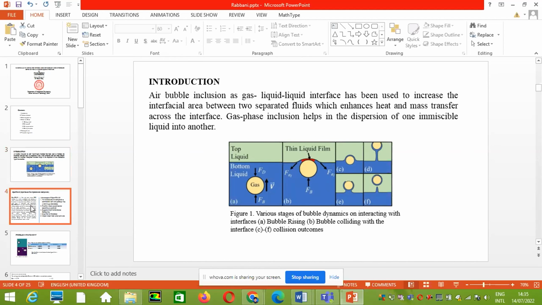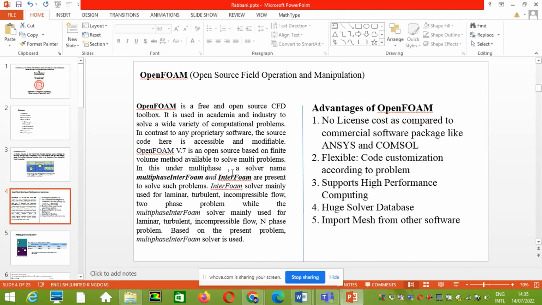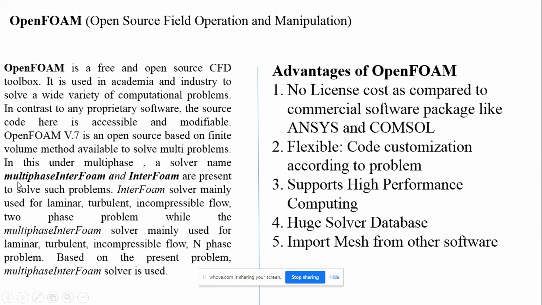First, in OpenFOAM, I found there are two solvers present: the interFoam solver and the multiphaseInterFoam solver. In the interFoam solver, I found that it is for two phases, for incompressible fluid, whether your case is laminar or turbulent. But when there are more than two phases, then you have to go for the multiphaseInterFoam solver.